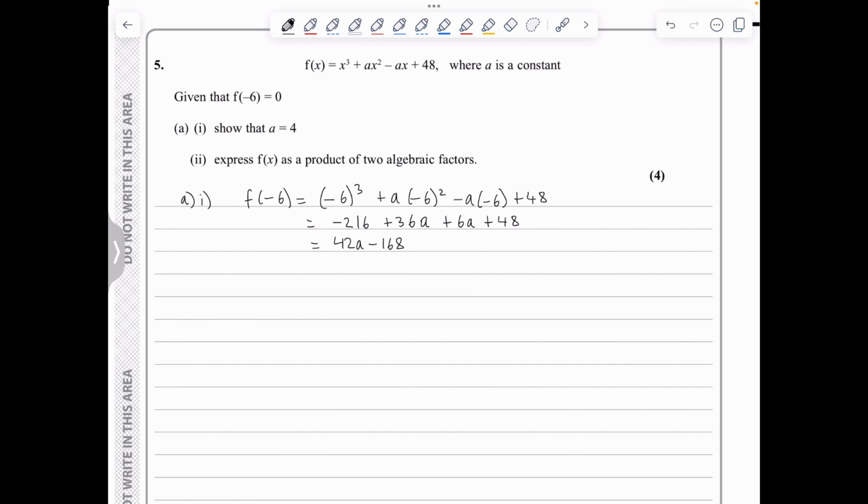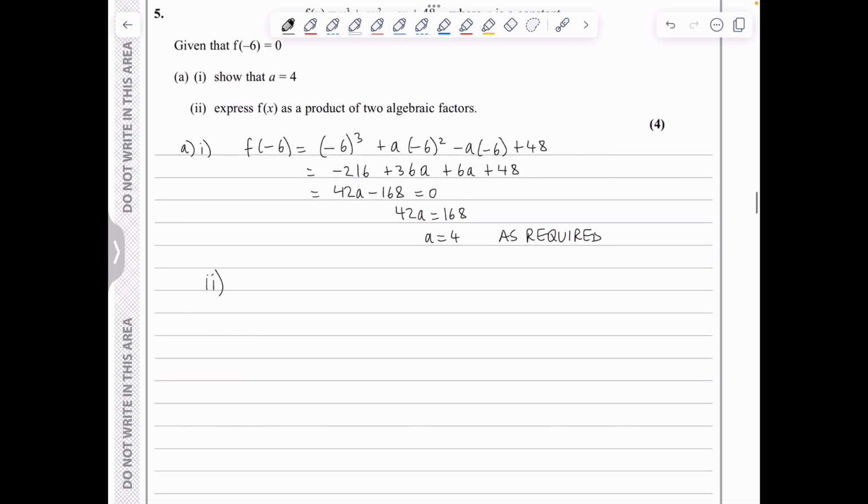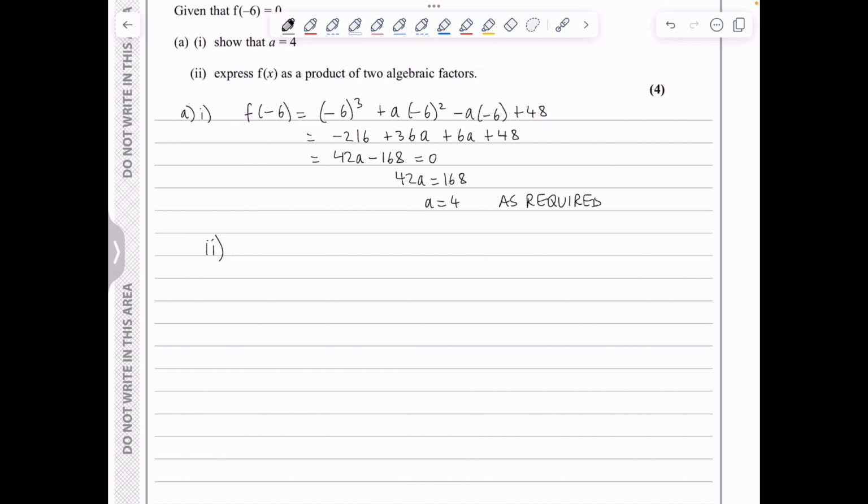We have been given that f of minus 6 is 0, so I will set 42a minus 168 to be 0, leading to 42a is 168, and therefore a turns out to be 4 as required. In part 2, we need to express f of x as a product of two algebraic factors. Knowing that f of minus 6 is 0, by the factor theorem x plus 6 is a factor. One way to approach this is to do long division of f of x with x plus 6.